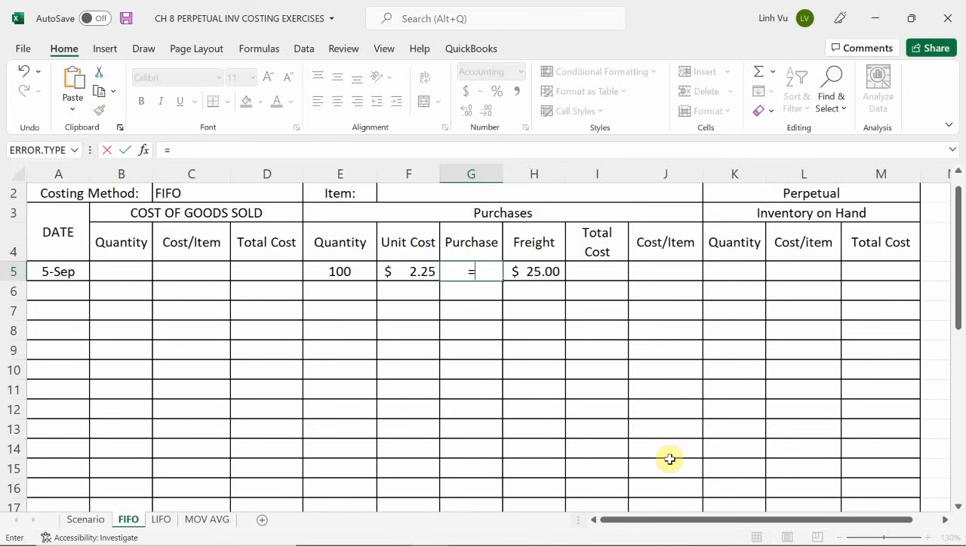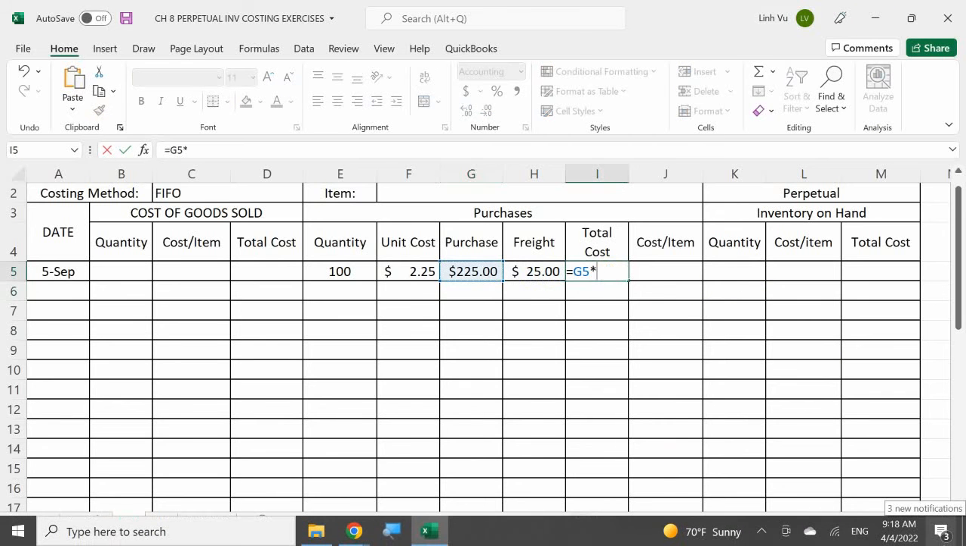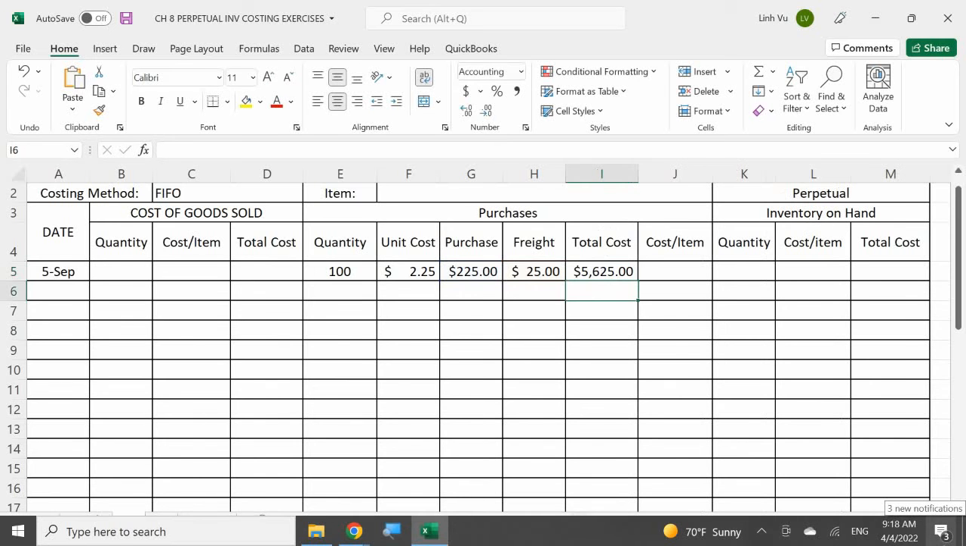Okay. So in this case, what is my total purchase price here? If I bought 100 toys or 100 units at $2.25 each, what's my total purchase price? $225. $225 plus $25 gives me $250. Good, right? Now, in this case, we only have one batch of inventory. This is my first batch of inventory.